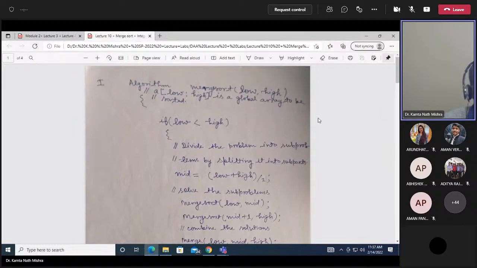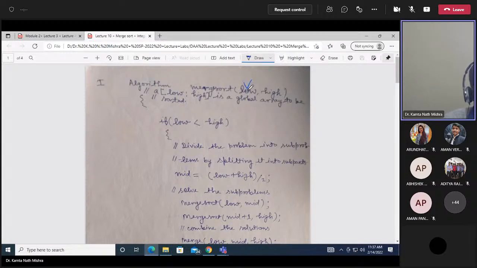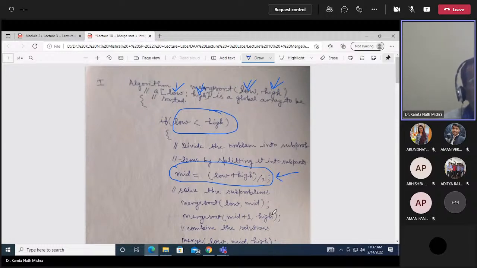Now, this is the algorithm of merge sort. You have the array from low to high, A[low] to A[high], a global array, and if low is less than high, where low is 0 and high is n minus 1, you divide the array into two parts. You take the mid, mid equal to (low plus high) by 2. So the first array will be A[low] to A[mid], and the second array will be A[mid plus 1] to A[high].